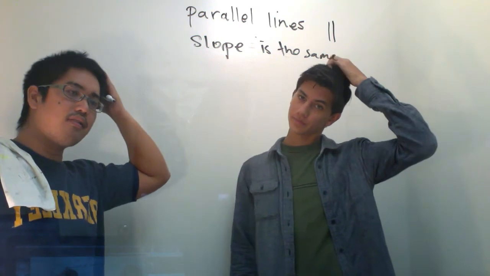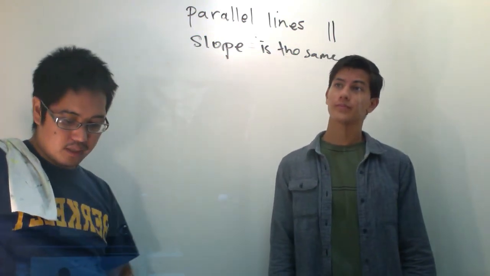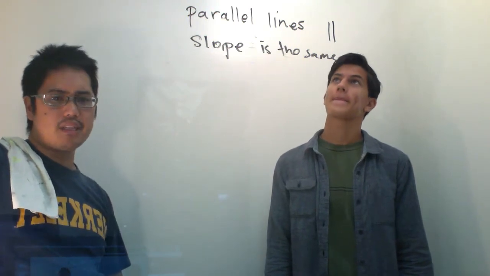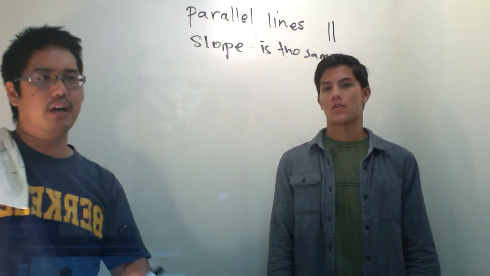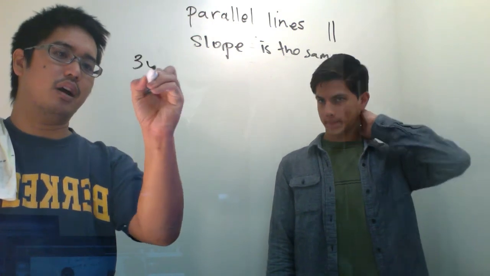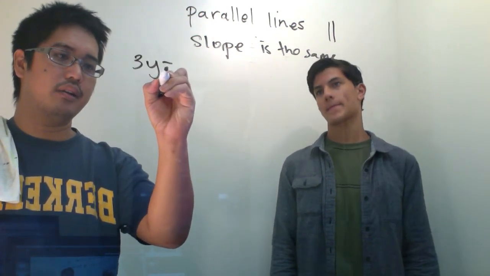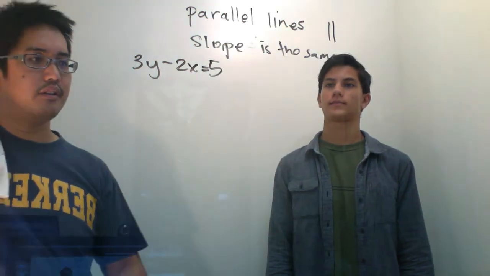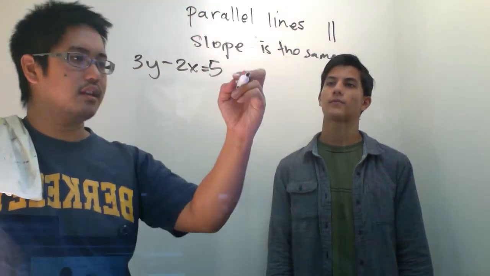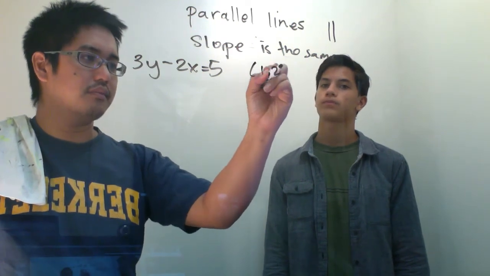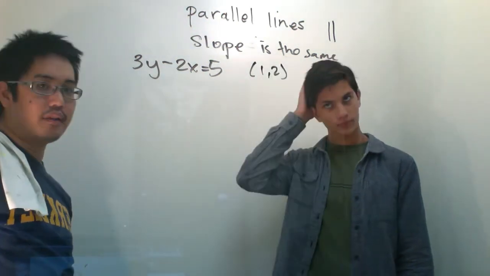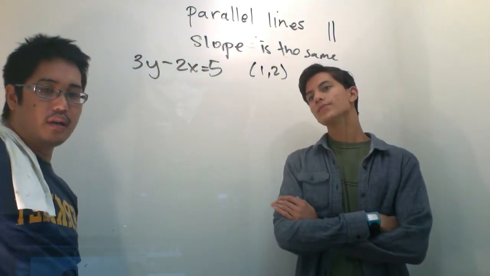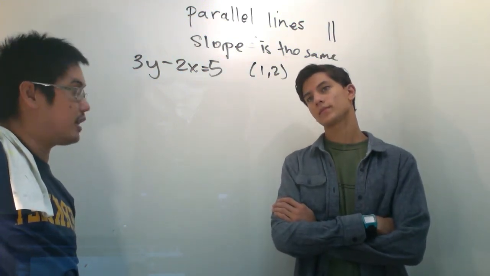So if you have a line, then what is a line that is parallel to it? That's where the slope is the same. I'm going to make this problem up off the top of my head, but let's try it. Let's say I have a line 3y minus 2x equals 5. Find a line that is parallel to this that goes through the point (1, 2). This is a very common problem that I would give you.